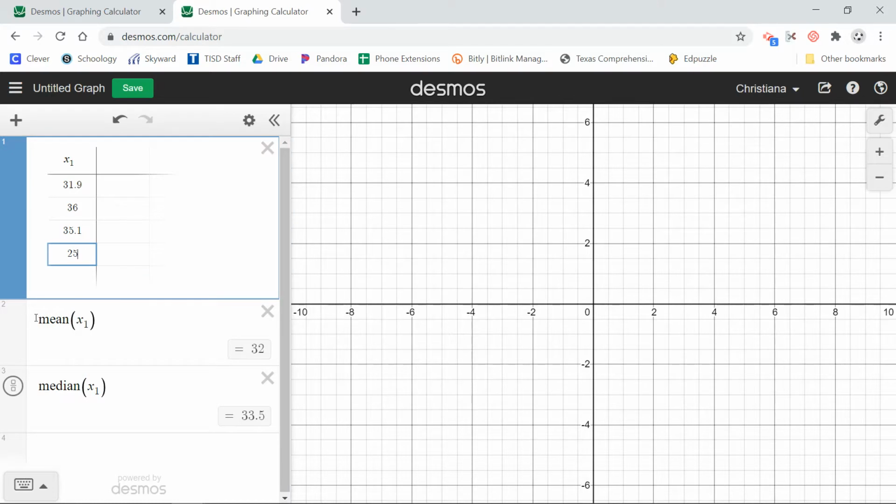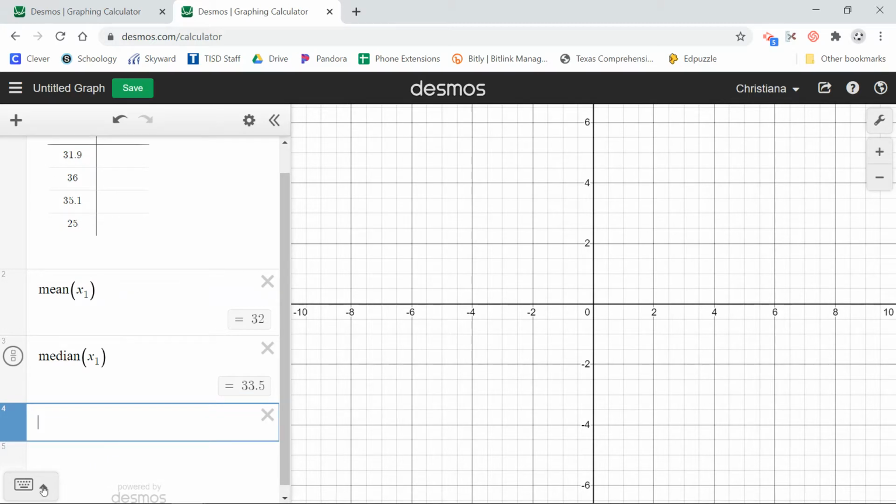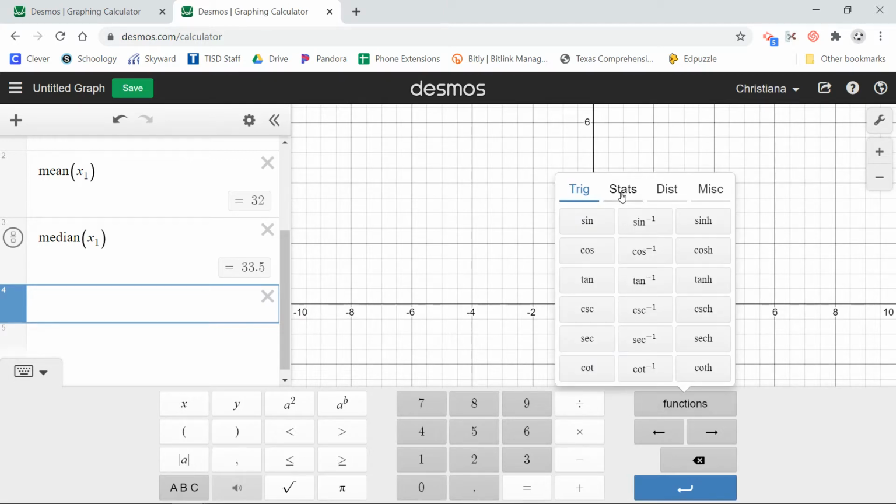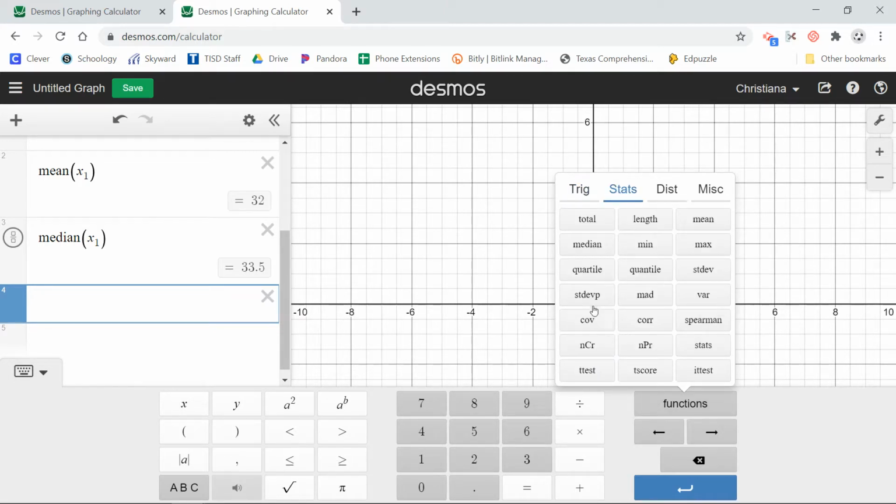And then you can see how it found the mean for us. It found the median, which we didn't need this time. For standard deviation, the best way to do it is to use the function key, which is over here, and you go to stats. And there are two standard deviations on here. Standard deviation P is for population. Standard deviation without the P is for the sample.